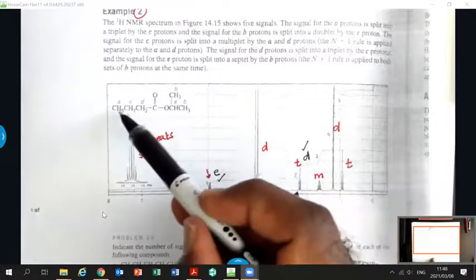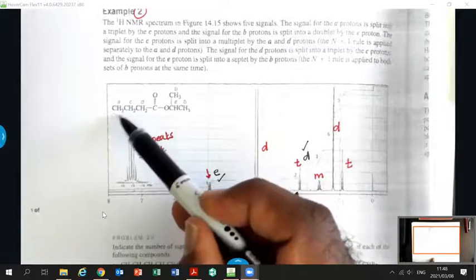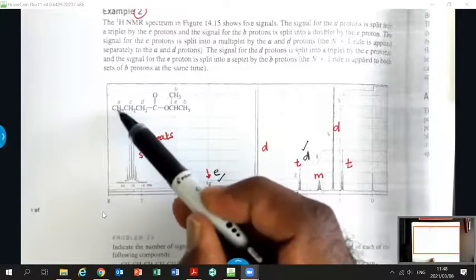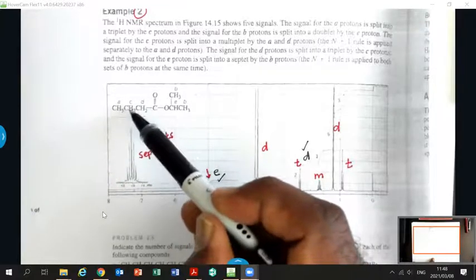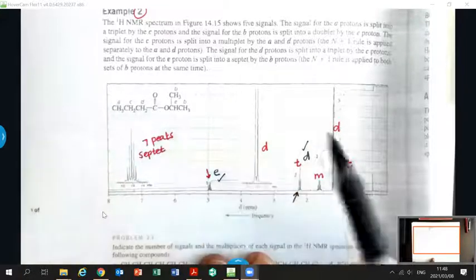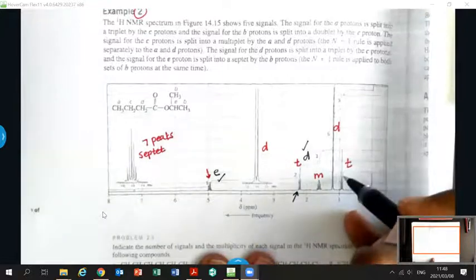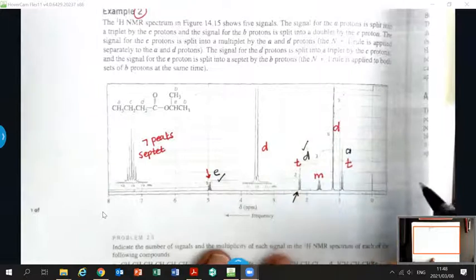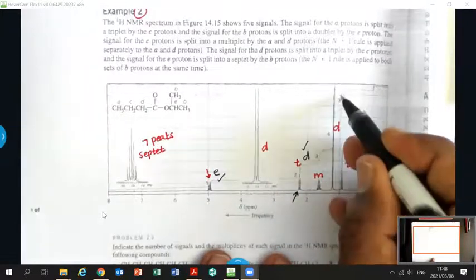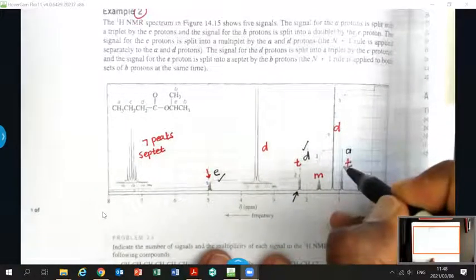I'll then go to the terminal methyl group. I'll go straight to the terminal methyl group A because I know it's next to a CH2 group. So that must also be a triplet. And I look for the other triplet, it's here. So this must be A. All right, and you can see this A is integrated to 3 protons, so that's fine.